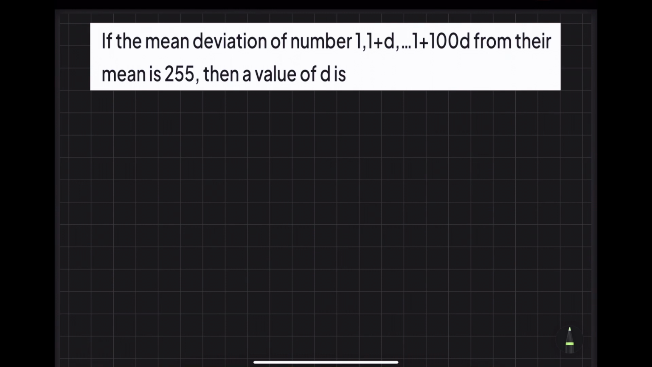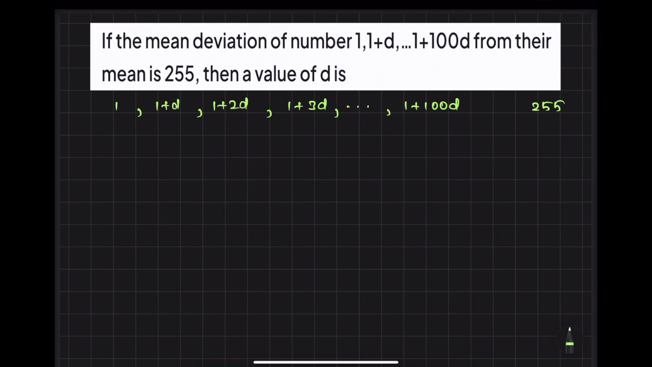So, we got a wholesome new problem which says: if the mean deviation of the numbers from their mean is 255, we have numbers which look like this: 1 plus d, 1 plus 2d, 1 plus 3d, dot, and at the end we have 1 plus 100d, and at this stage the mean deviation about the mean is what? 255. Okay, now what I will do, and I know that I'm not comfortable over here.